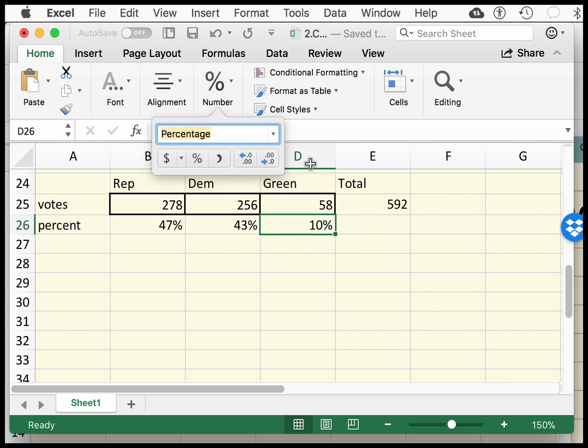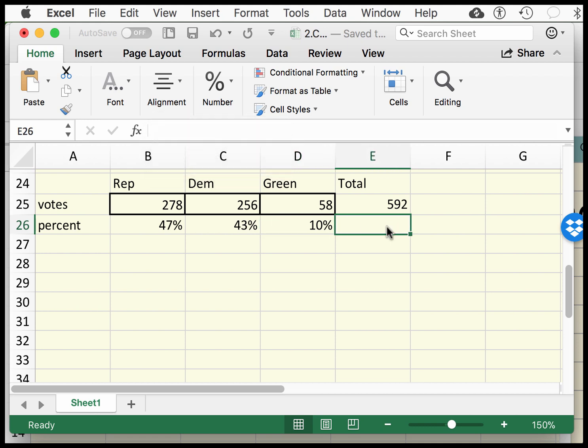Okay. And I think just to check, the percentages should add up to 100, so I'm going to check that too. Equals B26 plus C26 plus D26 is 100%. Good.